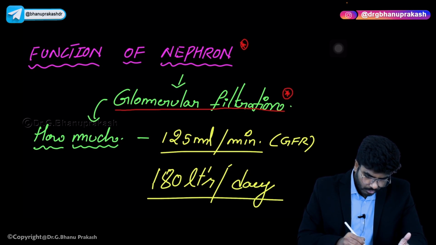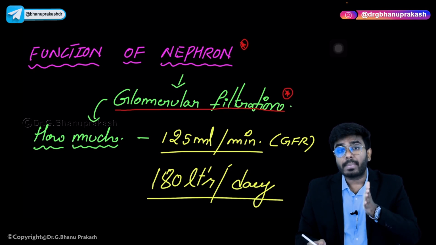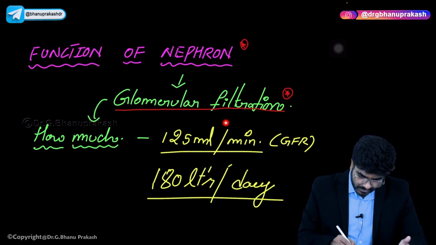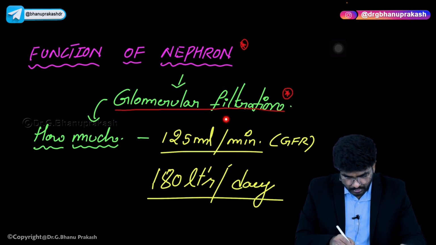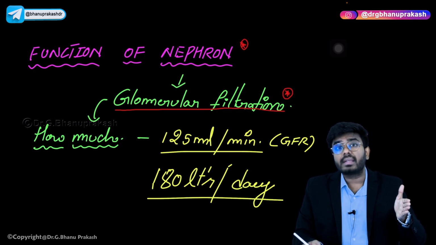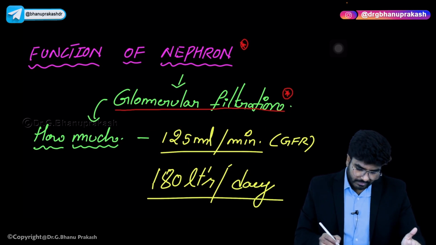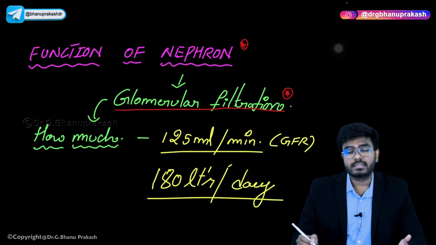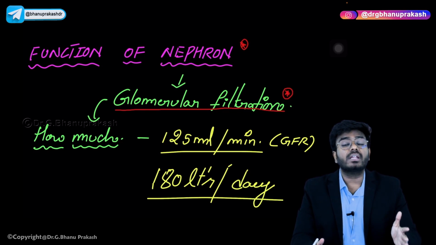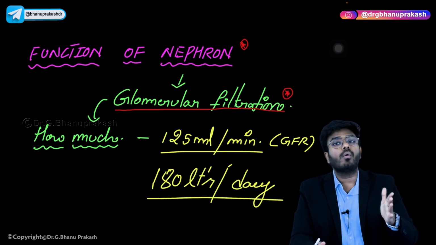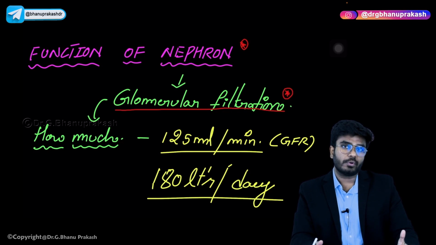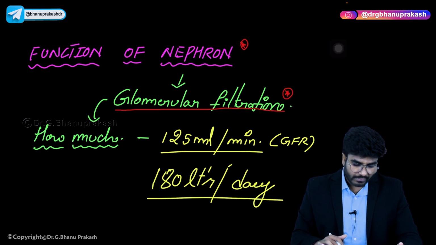Now, how much is the glomerular filtration? GFR. Per minute, how much filtration is happening? It is almost 125 ml. So the glomerular filtration rate is 125 ml per minute. If you calculate per day, it will be somewhere around 180 liters. Both the kidneys have such a capacity that they can filter almost 180 liters of water per day, or I should say 180 liters of plasma per day. This is the function of the nephron.